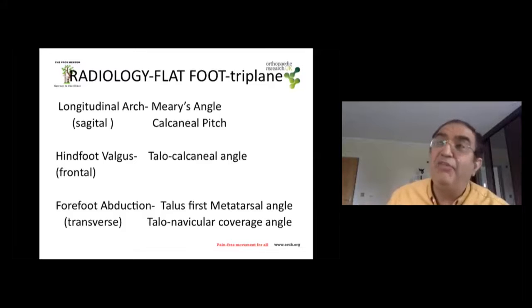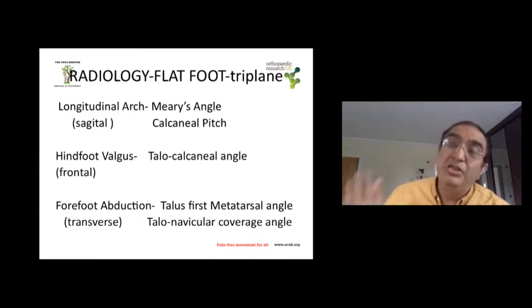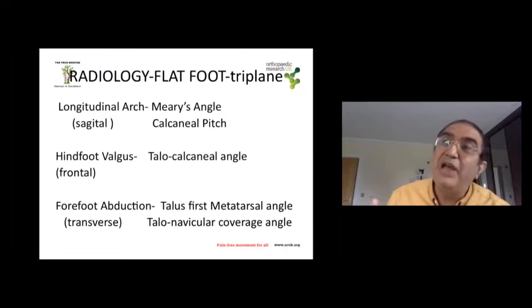The deformity in the frontal plane is the heel valgus, and that you can look out for the talocalcaneal angles. And the deformity in the forefoot is in the transverse plane, which is forefoot abduction. So there's a deformity in all three planes, and forefoot abduction you get by the talus first metatarsal angle and the talonavicular coverage angle. I'm going to describe all three.